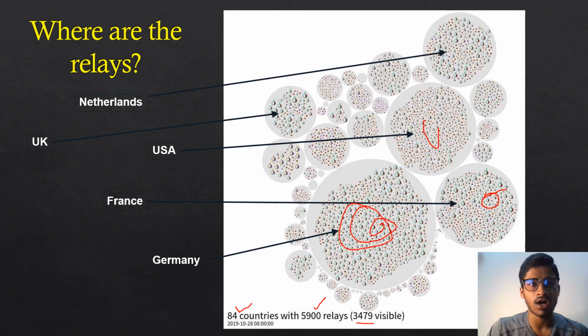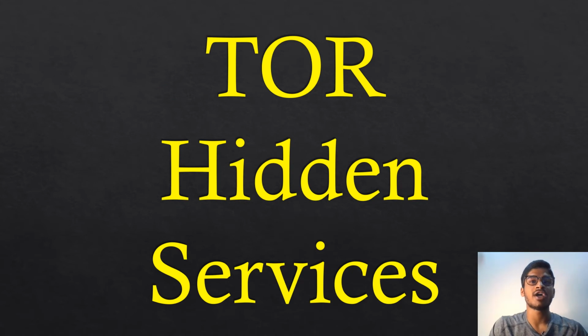So this is the data from 2019. Since it's 2021, I don't know what exactly has increased now. It's the data from 2019. Okay, so Tor hidden services.